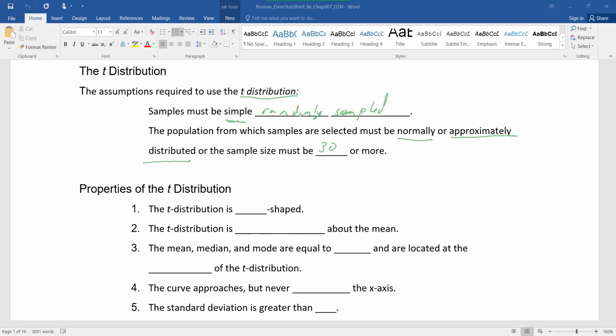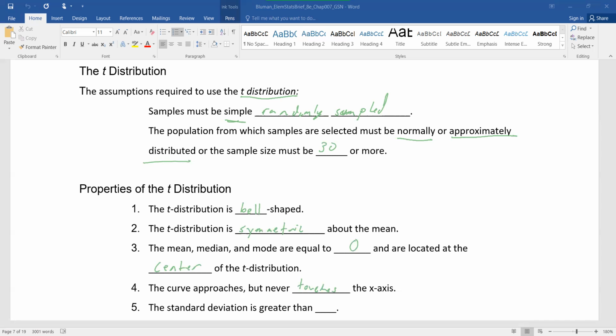Okay, properties of the T distribution. The T distribution is bell-shaped. The T distribution is symmetric about the mean. The mean, median, and mode are equal to 0 and are located at the center of the T distribution. The curve approaches but never touches the x-axis.